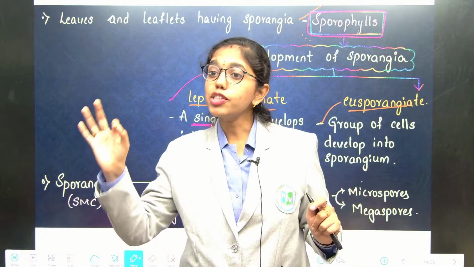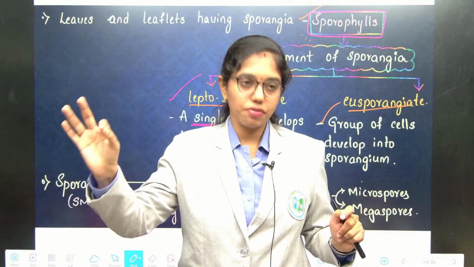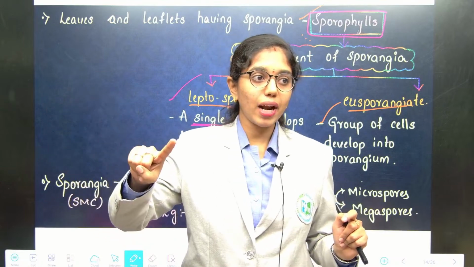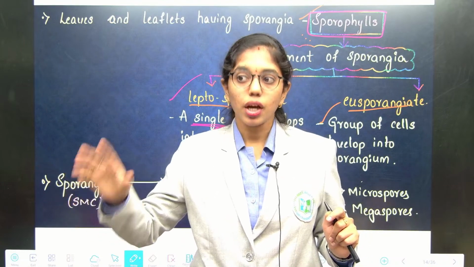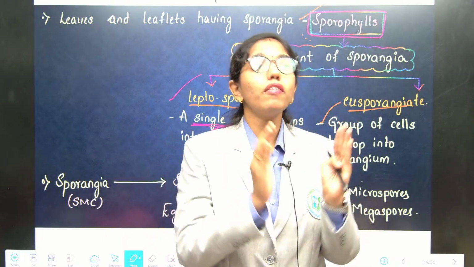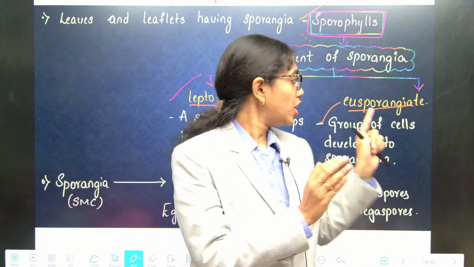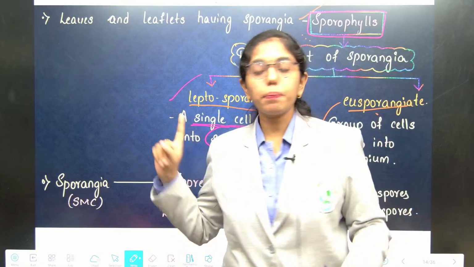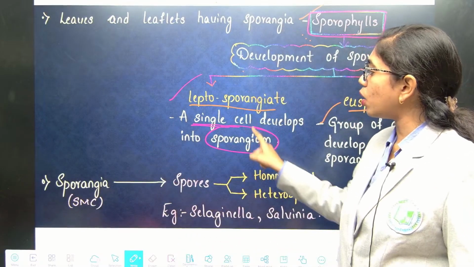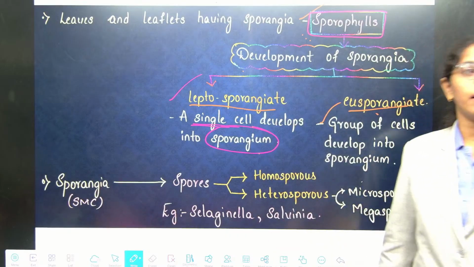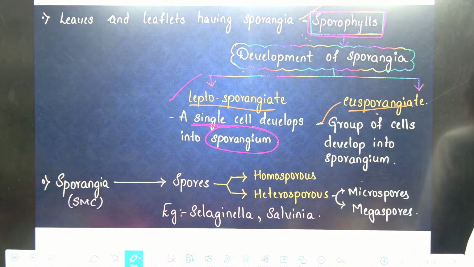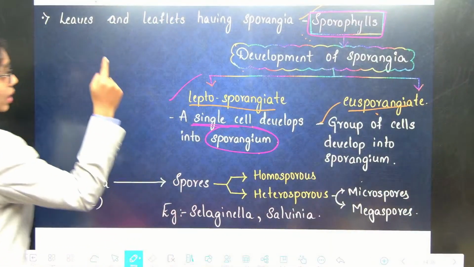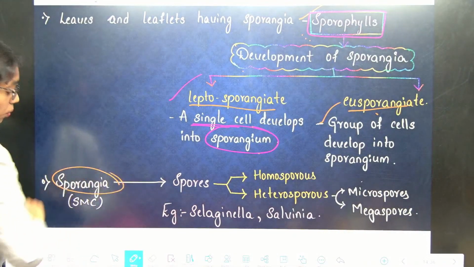How is sporangia developed over the leaf structure? Based on that, you have two things. What are they? Eusporangiate and leptosporangiate. Eusporangiate, if a group of cells are involved in sporangia formation. Leptosporangiate, from a single cell only the sporangium will be developed. Understood? Eusporangiate and leptosporangiate. Next, over the sporophyll you have sporangia. What are sporangia?